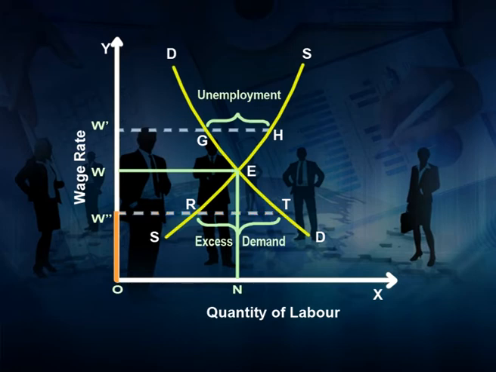The situation of excess labor demand equal to RT will push the wage rate upward to the level of OW, where the quantity demanded is equal to quantity supplied. Although the wage rate is determined by the demand for and supply of labor, still, to maximize profits, the firm will compare the wage rate with the value of marginal product of labor, VMPL.